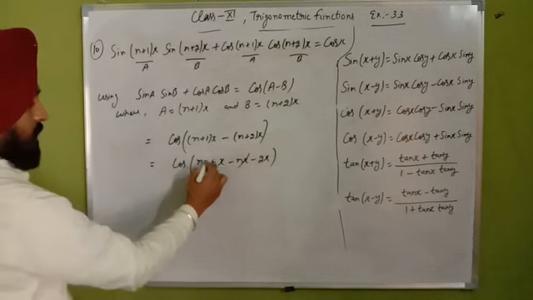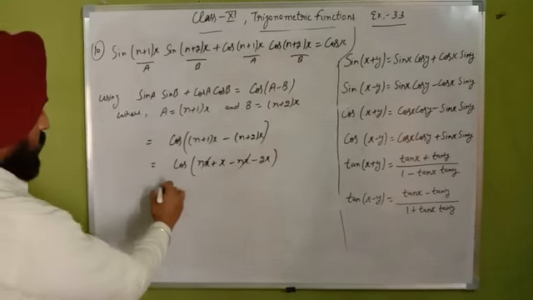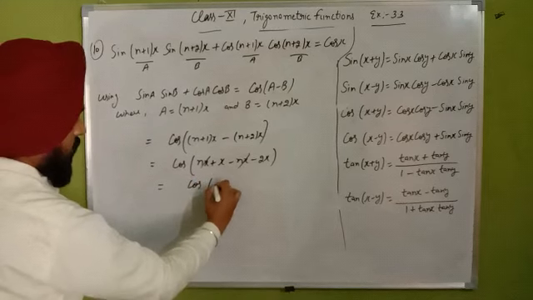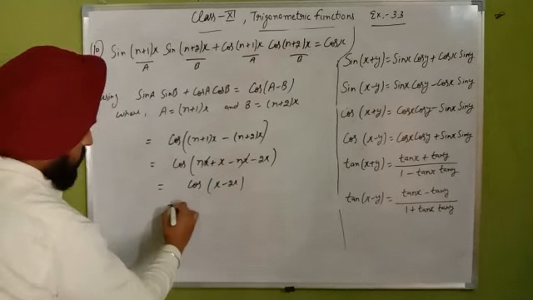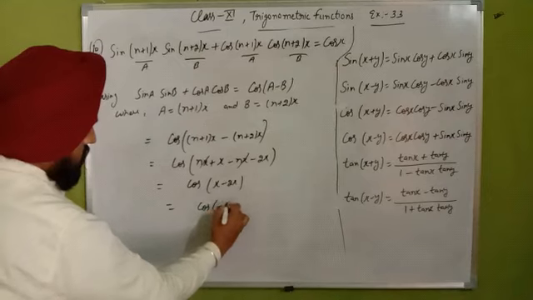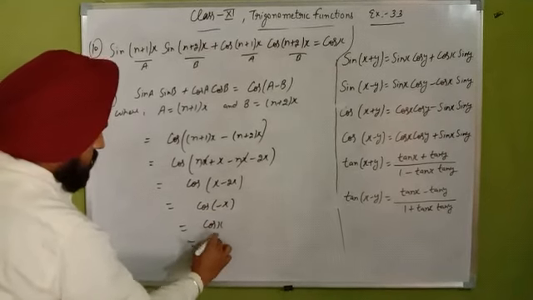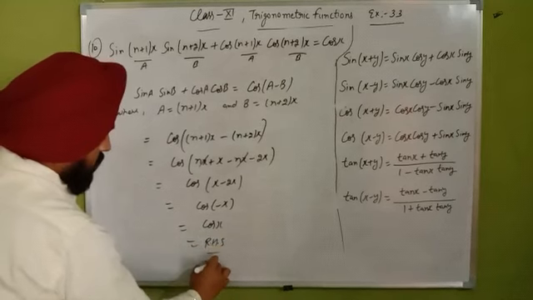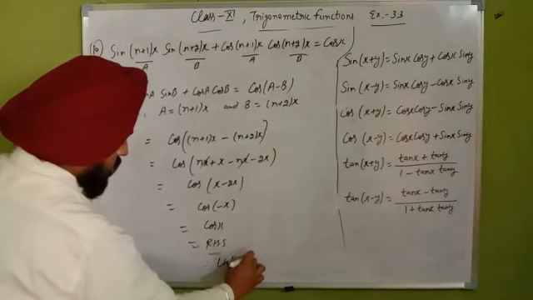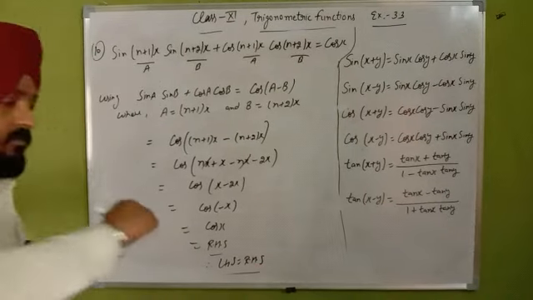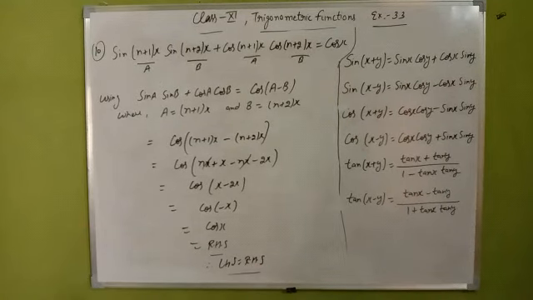Now this nx will be cancelled with the nx there. So what will you get there? Cos x minus 2x. Cos x minus 2x means cos negative x, and we know that it is equal to cos x, which is equal to the right hand side. That's all. So left hand side is equal to right hand side. Clear? Very simple question.